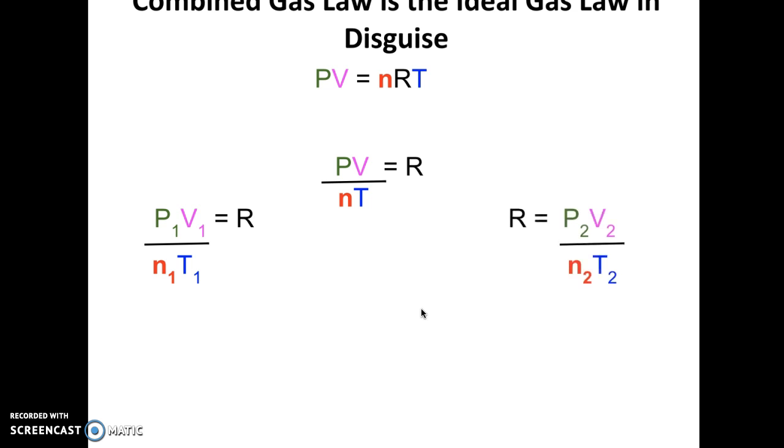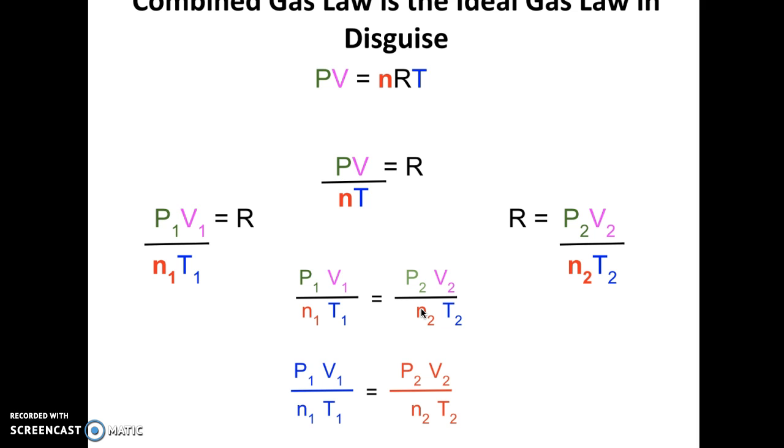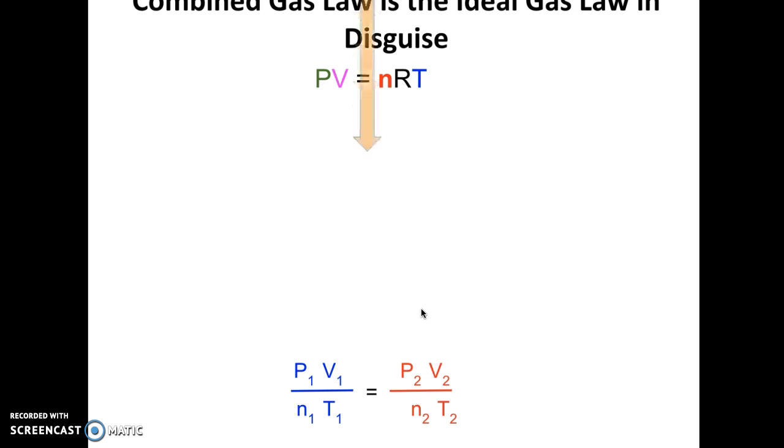And under final conditions, it will be P2V2 over N2T2 equal to R. Now, since they're both equal to R, that means those two equations are equivalent to each other, and that's just the principle of math, right? So I can go ahead and just set them equal to each other. And just to match the color scheme that was used previously, I'm going to take the initial side and make it all blue, and then the final side and make it all red. And so as you can see here, looking at this work, we can go from PV equals nRT to the combined gas law.